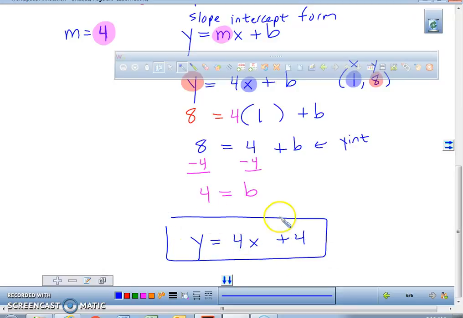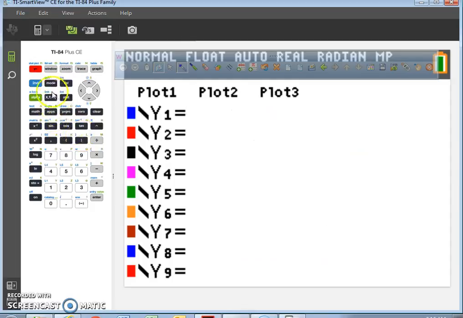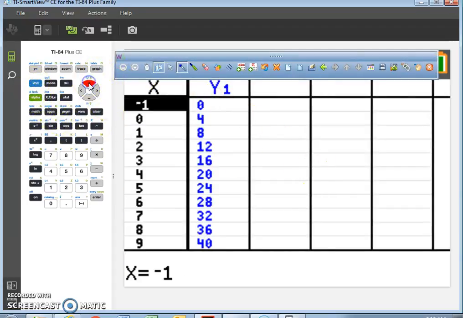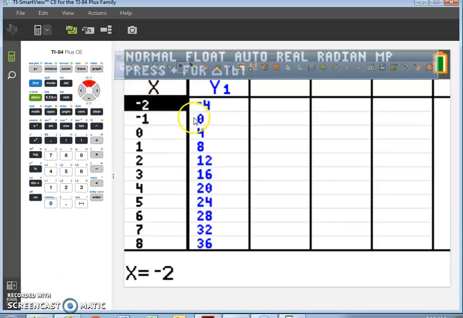Now let me tell you something. Before you guys finish this problem, turn on your graphing calculators. Hit y equals real quick. All right, to check your answer in your graphing calculator, type in 4x plus 4. Then check your table. Hit second graph. And you should have a negative 1, 8 and negative 2, negative 4. There they are.